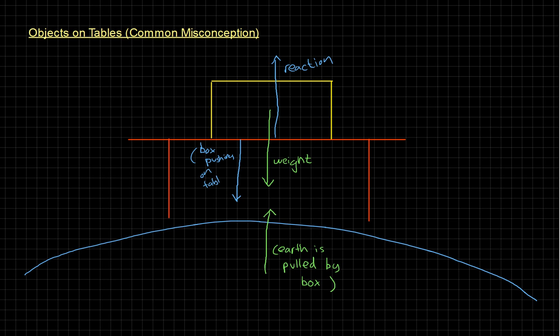And I suppose if we really wanted to be precise, we'd have to add a third pair, which would be the weight of the table. It's a bit hard to add now. Let's just add it here. So we've got another weight, which is the weight of the table. And again, you've got an equal and opposite, Earth pulled by table. It's getting a bit messy now.